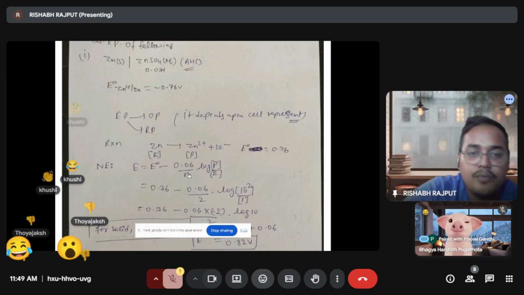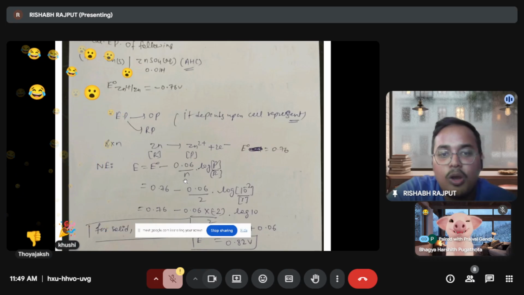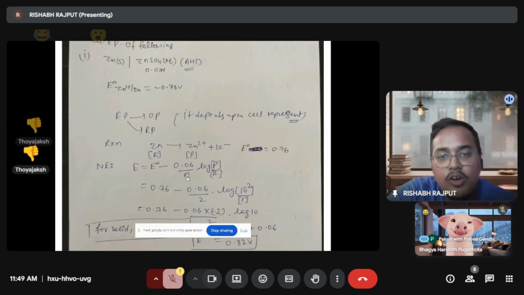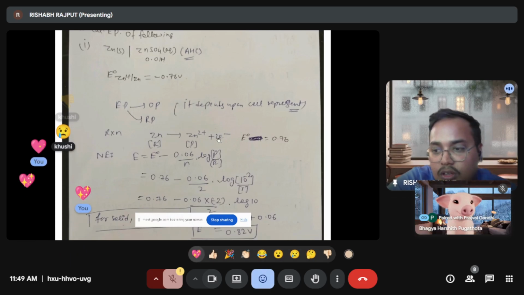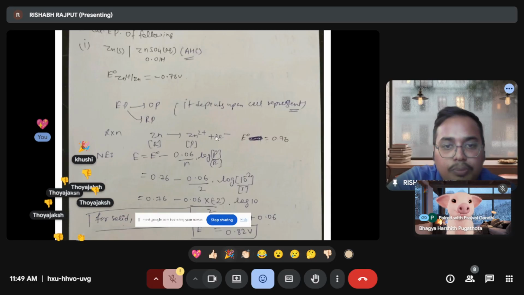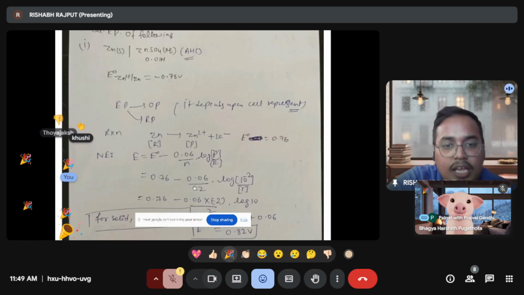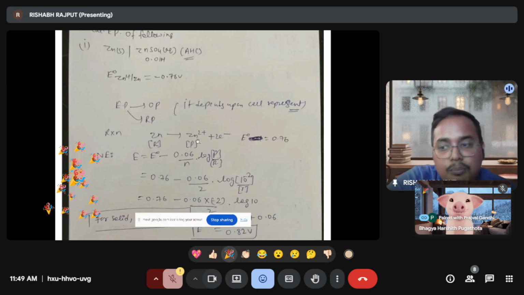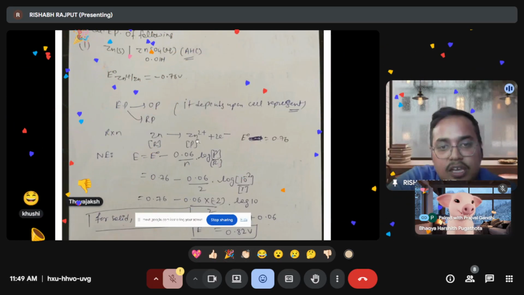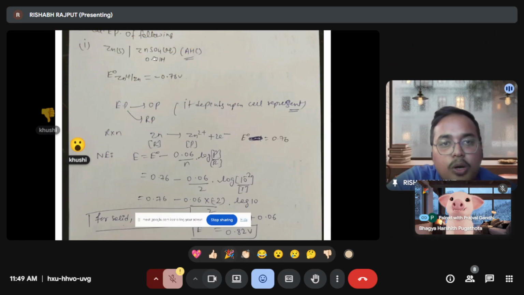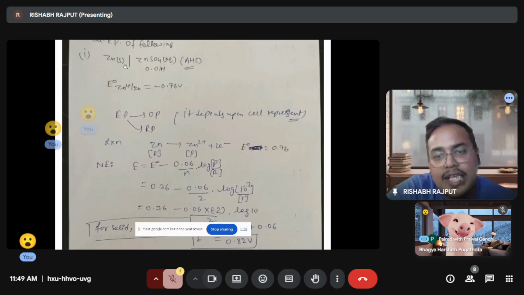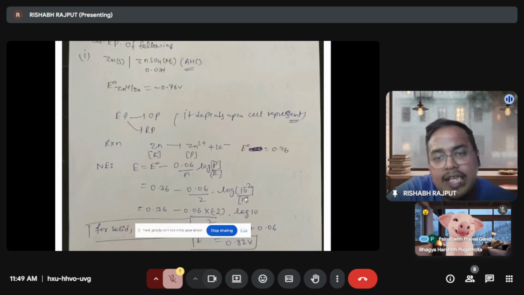That is why you take 2 moles of electrons, n equal to 2. In a chemical reaction, n represents moles. So n value is 2. Put the concentration of Zn2+, which is 0.01, so 10 to the power minus 2, and zinc is solid, so I put 1.